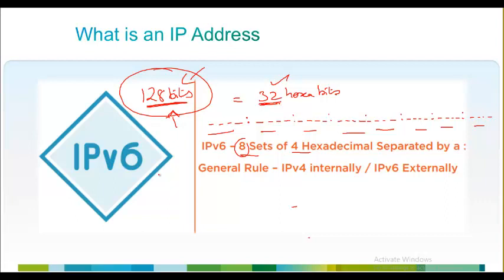So IPv6 address, let me write down, for example, 2000 0010 ABCD EF01. There is no letter after F. Don't put G, H and all. There is no G or H in hexadecimal. F is the biggest digit. And 1111 0015 EBA9 0152, something like that, you know. This is how an IPv6 address looks like. IPv6 is 8 sets of 4 hexadecimals separated by a colon. See, I have put a colon here.